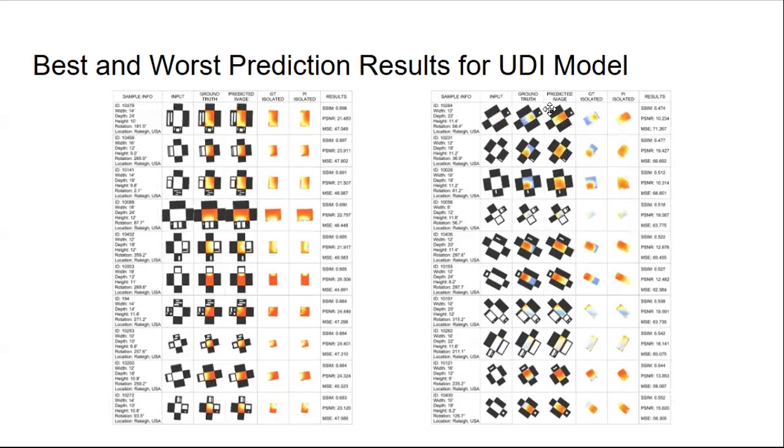So, as you can see, in 7 of those 10 samples here in the worst predictions, they only have one window and those windows are small. This reveals the limitation of this UDI model: it cannot predict well for rooms with small windows and a limited amount of windows. We will discuss this right here.